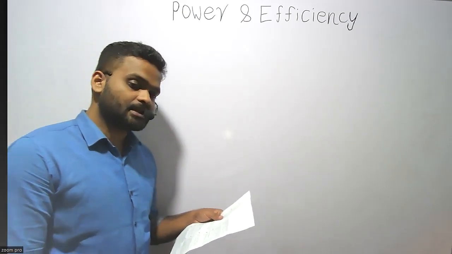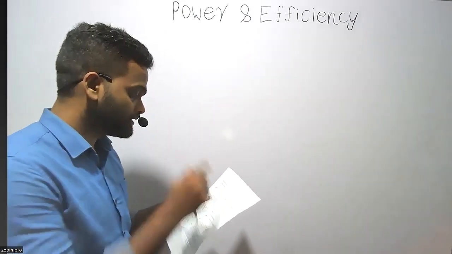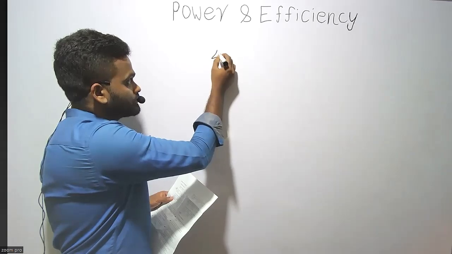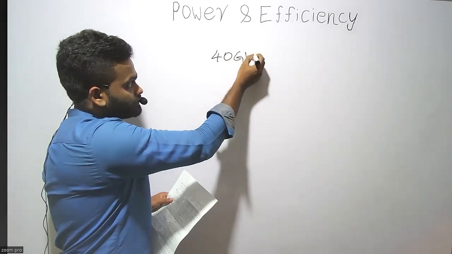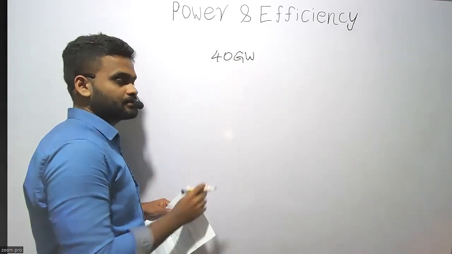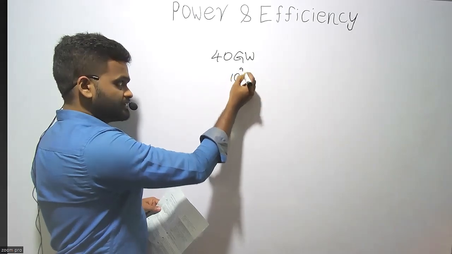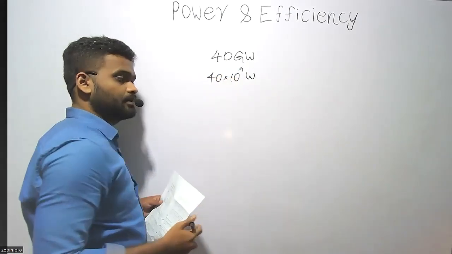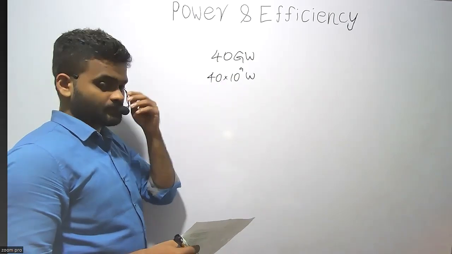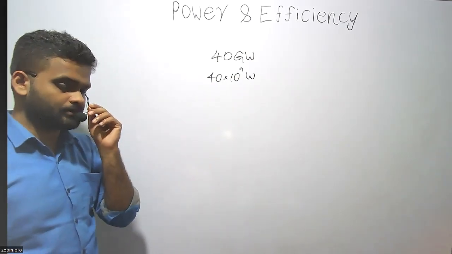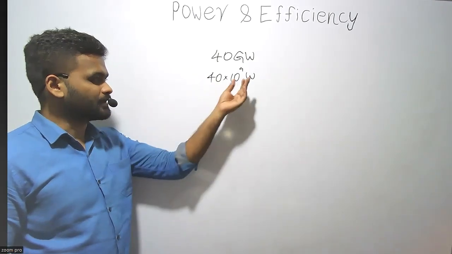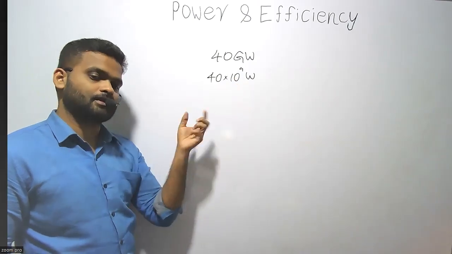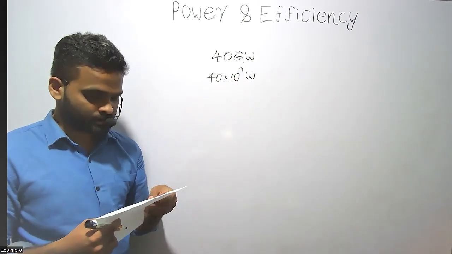So the power consumption of a country is 40 gigawatts. What is giga? That is a prefix, right? Giga means 10 to the power 9. So 40 times 10 to the power 9 watts. This is the power consumption of a country. Okay, so per second it consumes this much energy, right? Because this is a country.